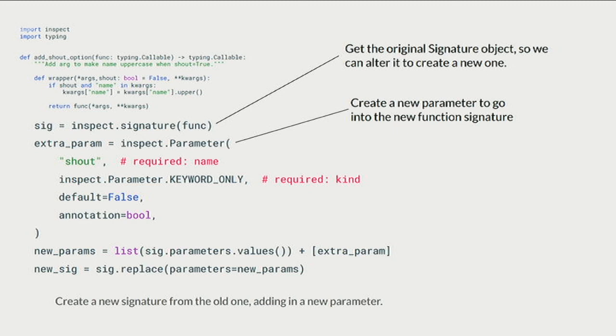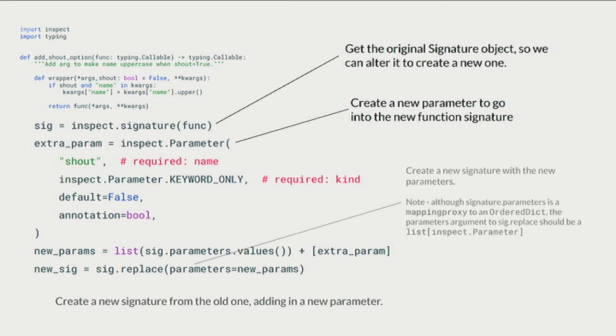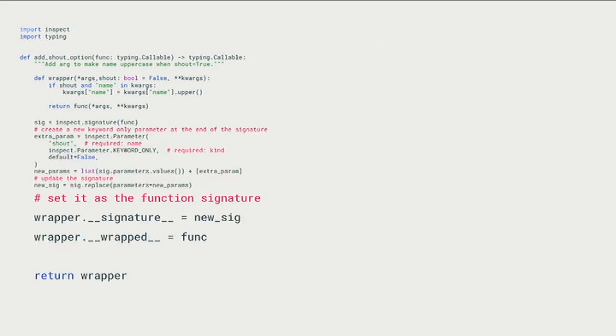And we're creating a new signature using this replace method, so we now have a new signature object. Now, there's a caveat here as well, in that the signature object is a mapping proxy, whereas the argument that you pass to the parameters is a list, so you just have to convert them. It's an oddity, but c'est la vie.